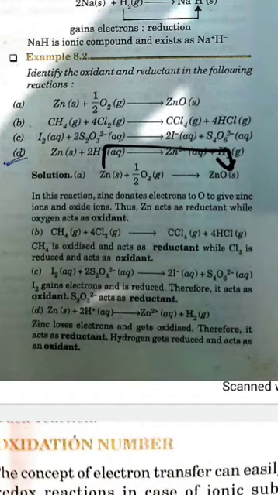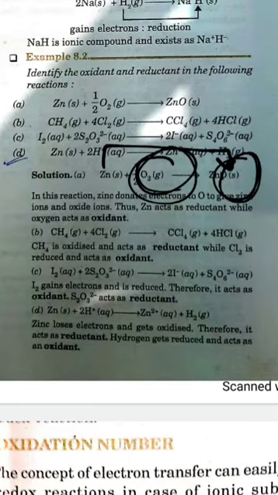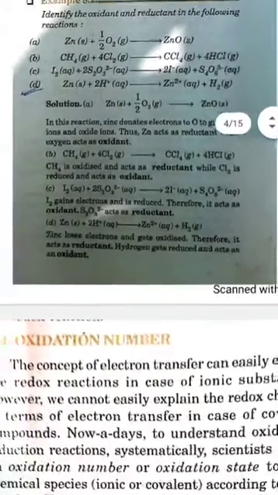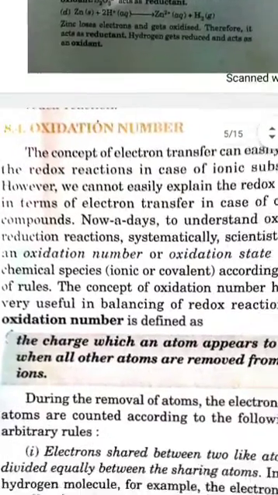Now, how many electrons has it lost? That you have to calculate on the basis of the other member that has been added to it. Now, oxygen has been added to it, and the valency of oxygen is -2. So, zinc will have a +2 valency or oxidation state here. The other examples you can do on your own.